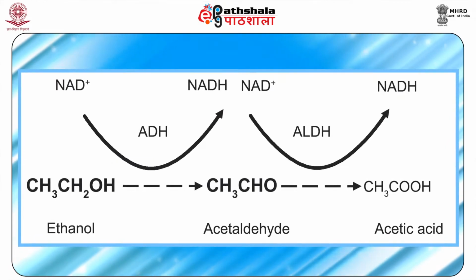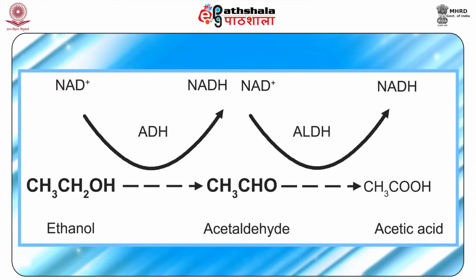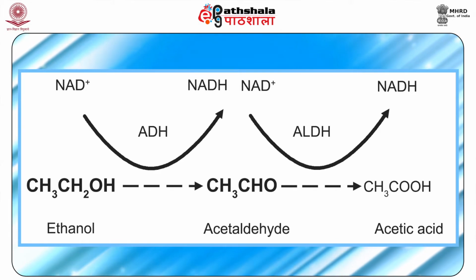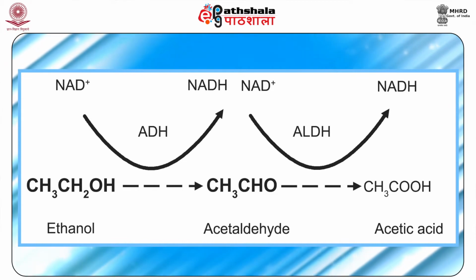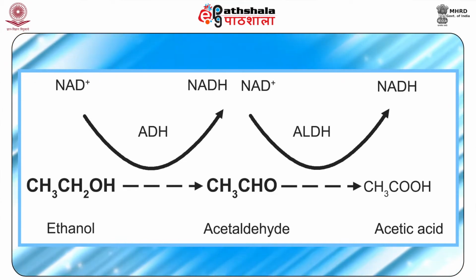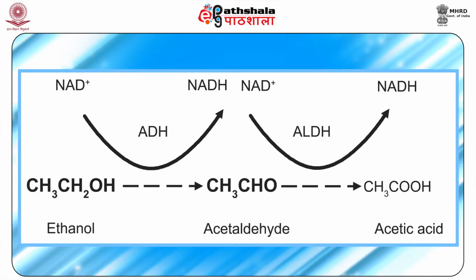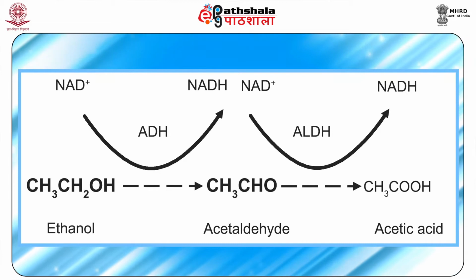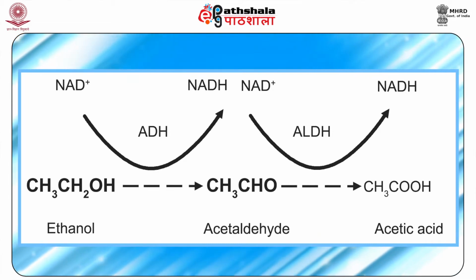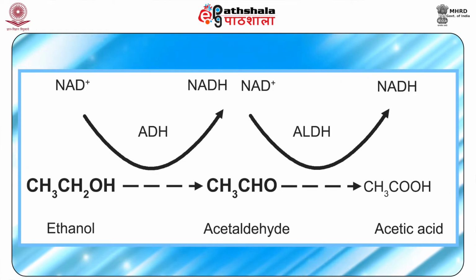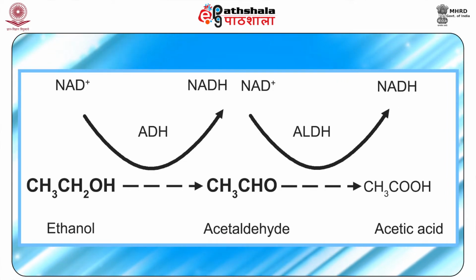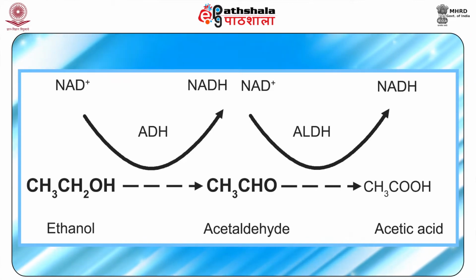ADH breaks down most of the consumed alcohol. Liver and stomach are the primary workplaces of ADH. However, traces of this enzyme may be present in some other tissues as well. ADH metabolizes alcohol into acetaldehyde by removing a hydrogen atom, which in turn gets bound to a compound named NAD plus, or nicotinamide adenine dinucleotide, to form NADH, that is, nicotinamide adenine dinucleotide hydrogen.